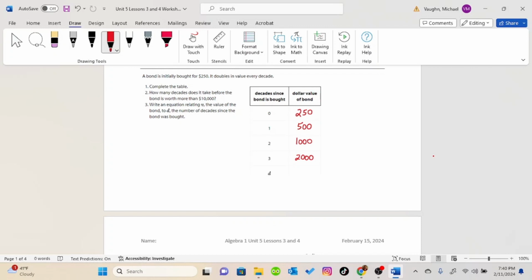When we're trying to find this out for an unknown value of decades, remember that we start with our original amount, 250, times our factor, which is 2 because we're doubling it, to the power of d.